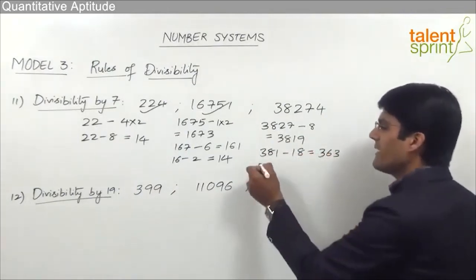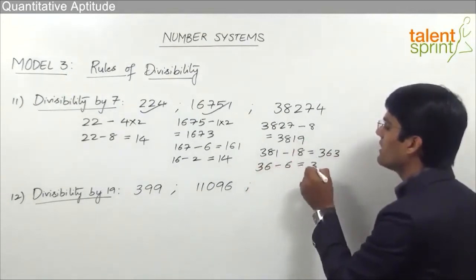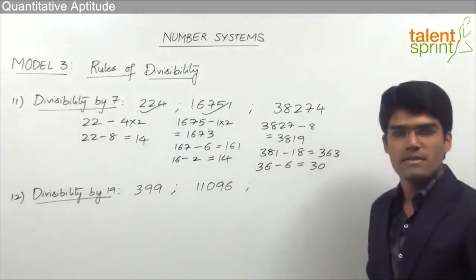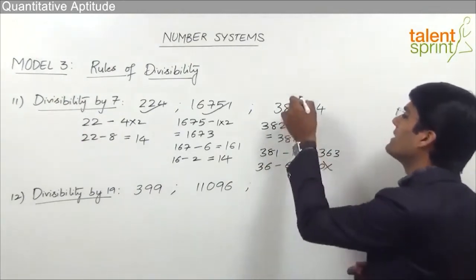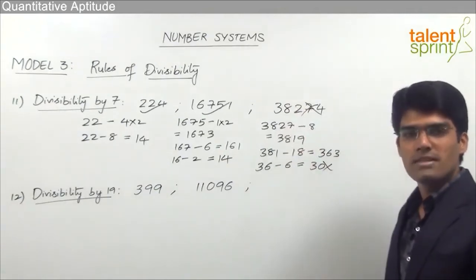Again from 363 we can separate the units place. So 36 minus 3 into 2, 6, will be equal to 30. We know that 30 is not divisible by 7. So we can say that this number cannot be divided by 7. So that's how we check the divisibility for 7.